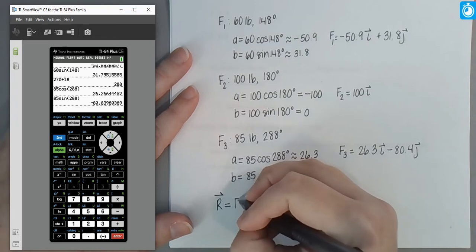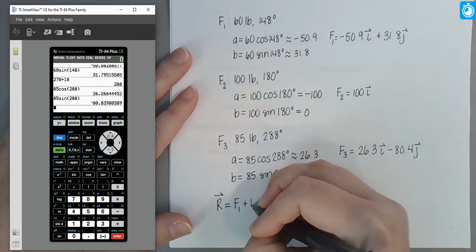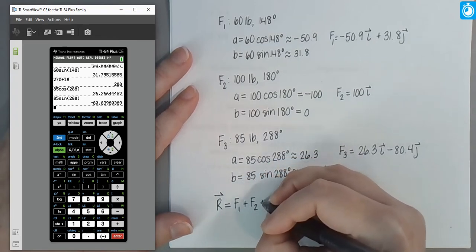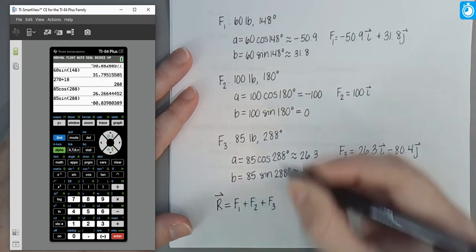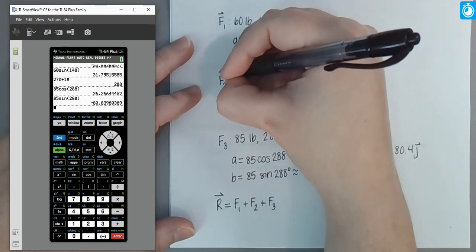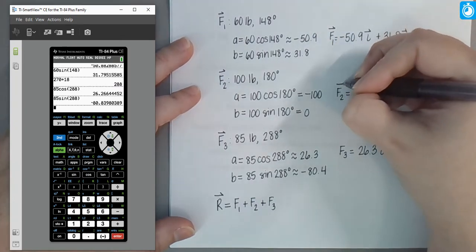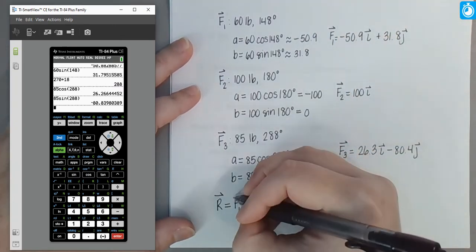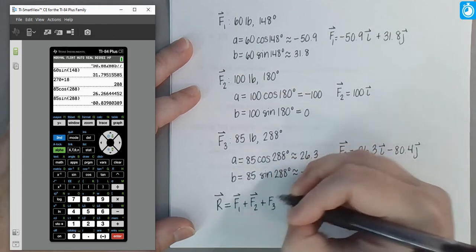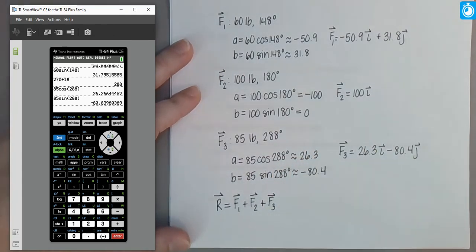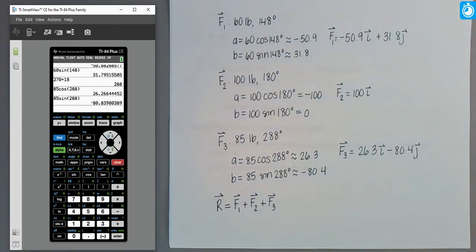So F1 plus F2 plus F3, and I've gotten sloppy. I need to write my arrows. Just get in the habit now. Make sure you always write them so we know we're talking about vectors and not scalars. Okay, and rather than rewriting these, we're just going to add up everything that's like. So all of the i's, all of the j's.